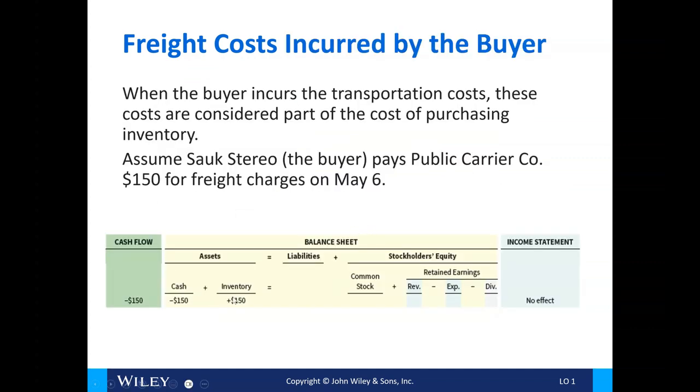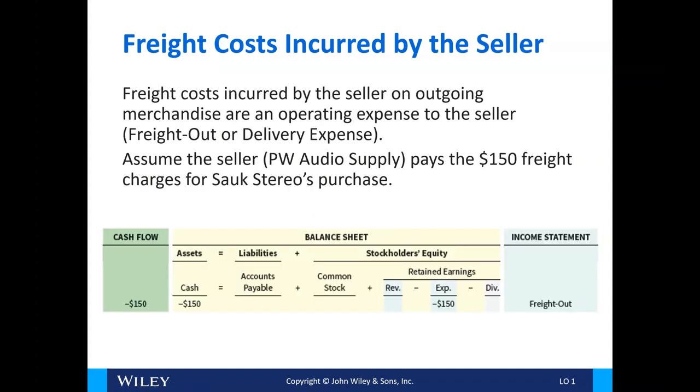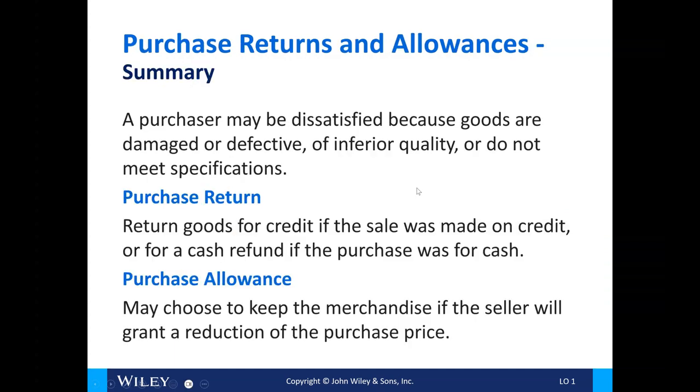So you see here that the inventory is increased because you are FOB shipping point. Inventory costs should include all costs to acquire the inventory, including freight necessary to deliver the goods to the buyer. Companies recognize these costs as cost of goods sold when inventory is sold. Now, again, freight costs incurred by the seller to get the merchandise to you is an operating expense, which decreases retained earnings.